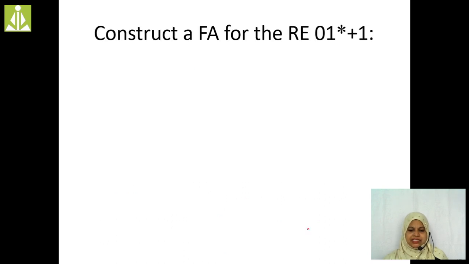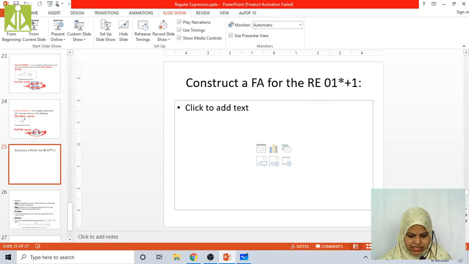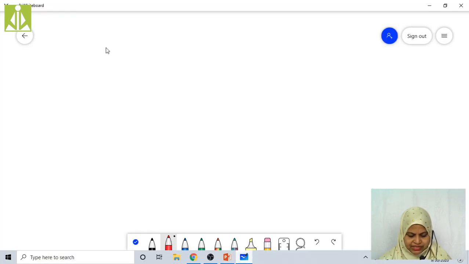In the last class, I explained how to construct the finite automata for the given regular expression (0, 1) star plus 1. Today we will solve the previous question. In the external examination, whatever type of questions they are going to ask, such type of questions we are going to solve here. Here I'll take one example. This is a very important example.